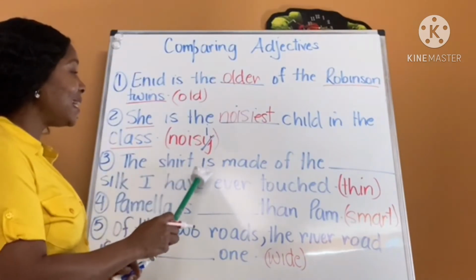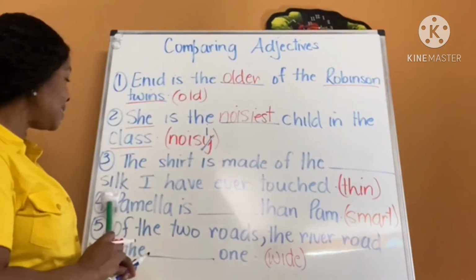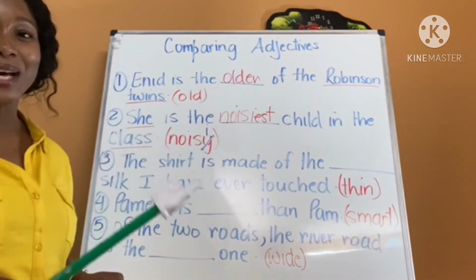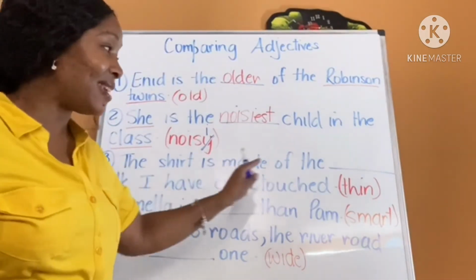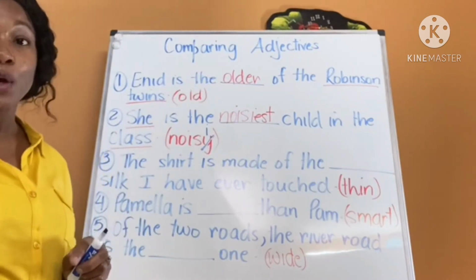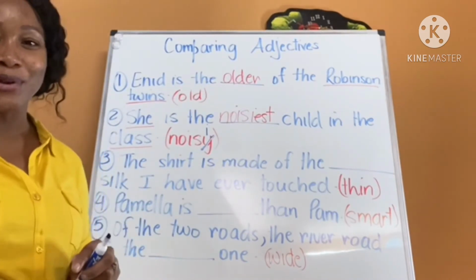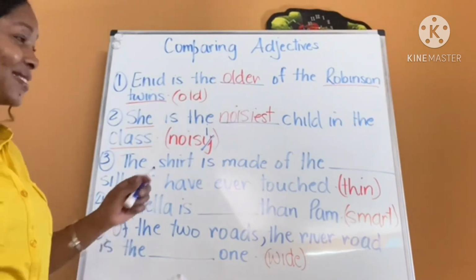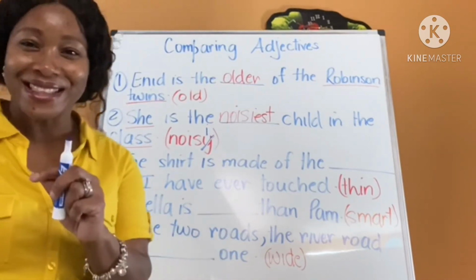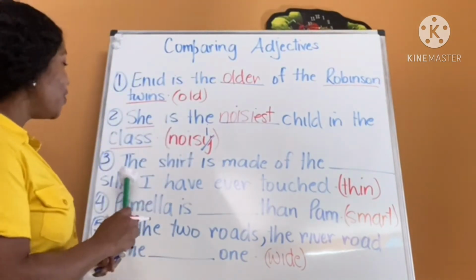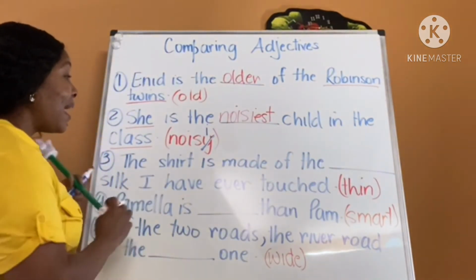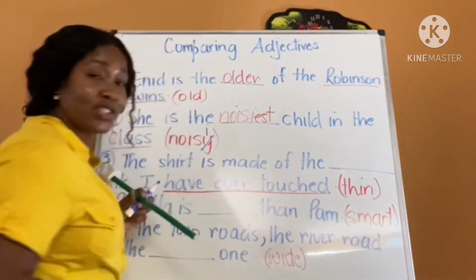Number 3. The shirt is made of the blank silk I have ever touched. Now you look at that one and see how many things it is comparing, what degree of the adjective we need to use, and how we write that degree of adjective. Let's go. Pause your video as usual and try to figure it out and then come back. Let's go. The shirt is made of the blank silk I have ever touched.